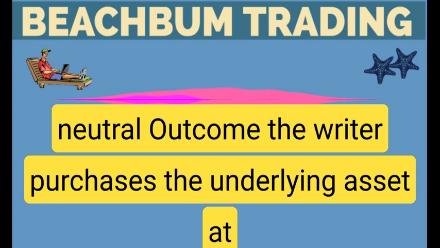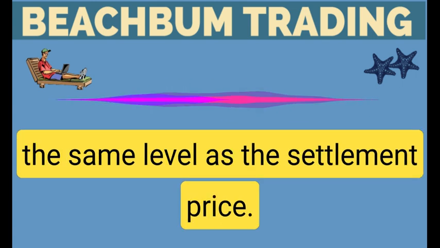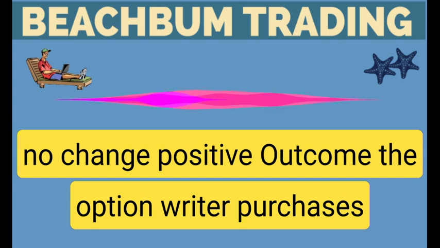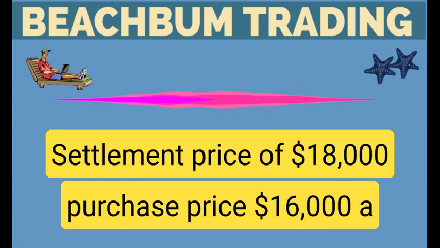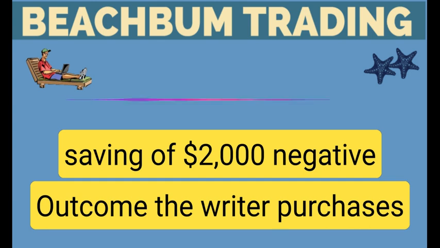Neutral outcome: the writer purchases the underlying asset at the same level as the settlement price. Settlement price of $18,000, purchase price of $18,000. No change. Positive outcome: the option writer purchases the underlying asset below the settlement price. Settlement price of $18,000, purchase price $16,000. A saving of $2,000.